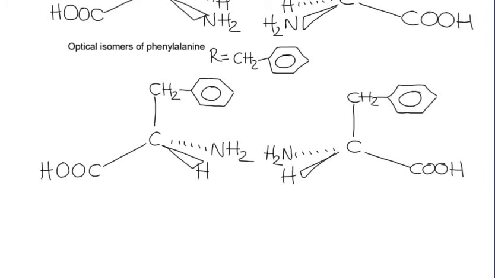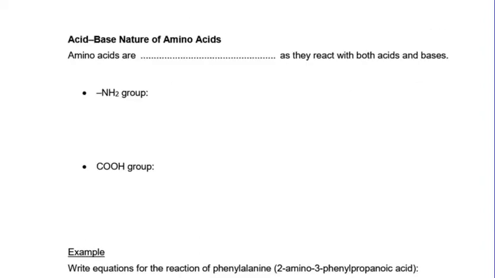Optical isomers of phenylalanine. So what we're going to move on to now is look at the acid-base properties of amino acids. Now, amino acids have both an amine group and an acid group, a carboxylic acid group. Now, we know that amines are bases because they have a lone pair on the nitrogen which can accept a proton. So, amines are bases.